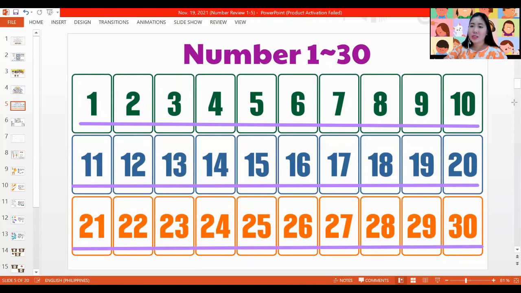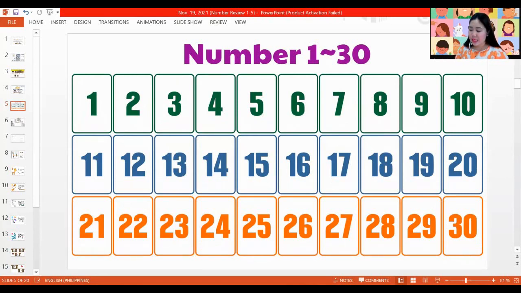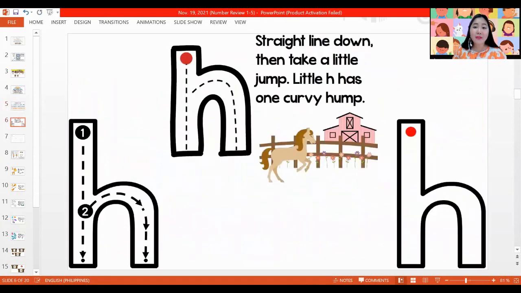Very good. So now let's have our review for this week's letter. We have the letter H. The sound of H is... We have lowercase letter H here. Kindly get your whiteboards and your whiteboard markers.